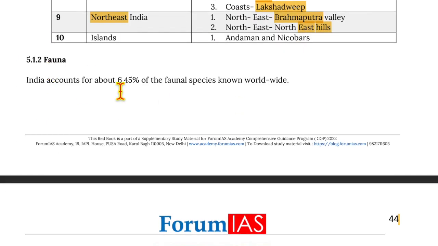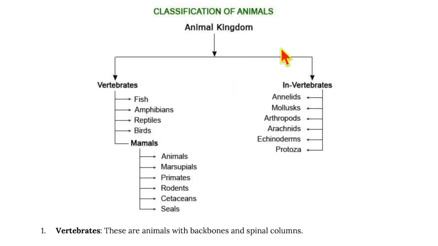Now, moving on to fauna. India accounts for about 6.45% of the faunal species known worldwide. Now, the classification of the animal kingdom would be in 2 different groups, which are vertebrates and invertebrates. Invertebrates would not have a central backbone, and vertebrates would have a backbone. It would include fishes, amphibians, reptiles. All the 3 are cold-blooded. Then birds and mammals. Now, mammals would be of 3 different types. That would be marsupial, and 2 other types, one of which is egg-laying.